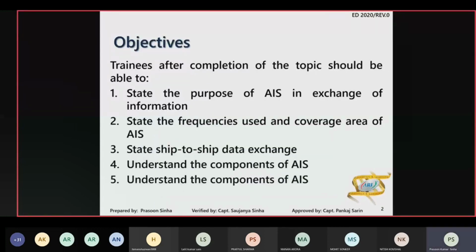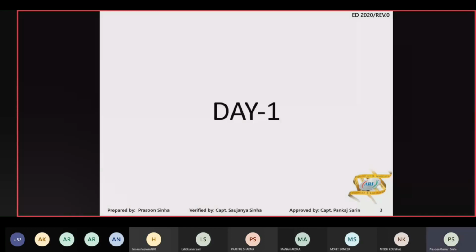So objectives: once we have done the complete topic, we'll be knowing about certain aspects of the device, which is displayed on your screen. Purpose, we have already discussed. We'll talk about frequencies and coverage area. Ship to ship data exchange के बारे में बात करेंगे. What are the components of AIS that we'll see? And there will be some more also. Lot many things that we are going to discuss.